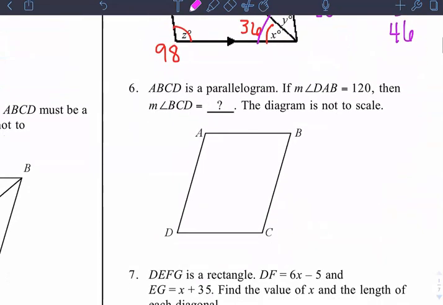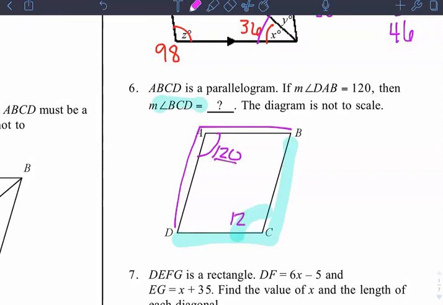On number 6, ABCD is a parallelogram. We know with parallelograms, our opposite angles are congruent. So if DAB, meaning right here is 120, what is BCD? Remember, opposite angles are congruent. If they're congruent, if this is 120, so is angle C.